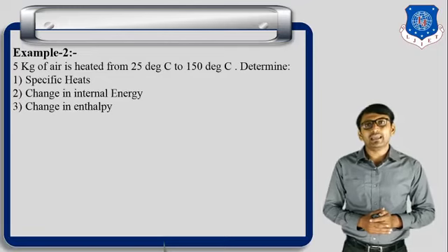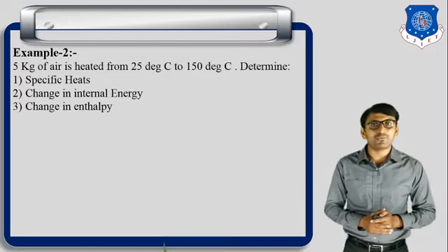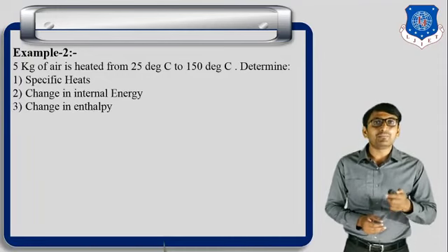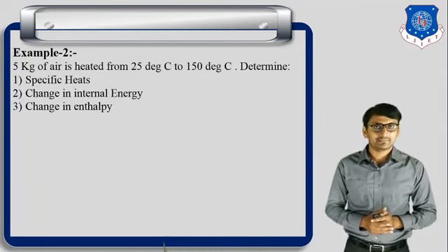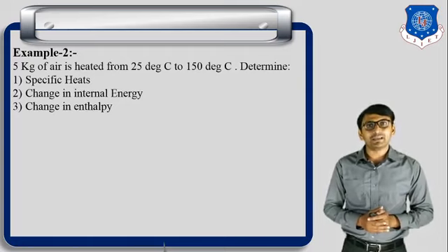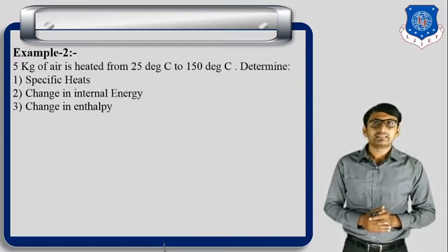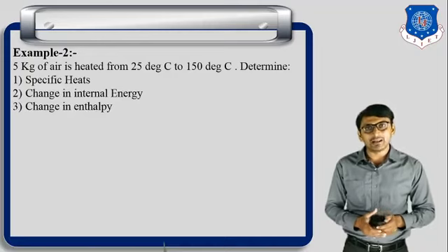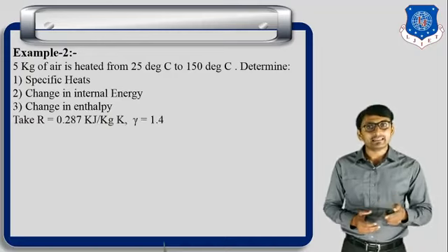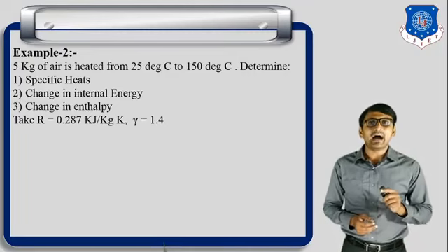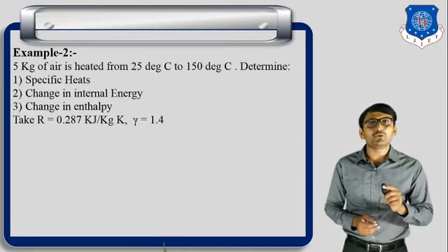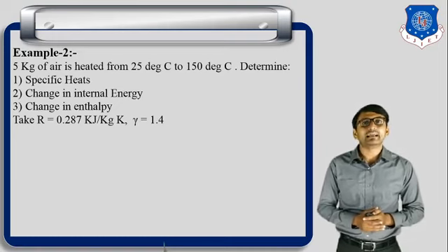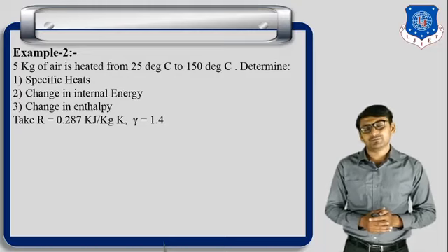Now second example: 5 kg of air is heated from 25 degrees Celsius to 150 degrees Celsius. Determine specific heat, change in internal energy, change in enthalpy, and in this example take R is equal to 0.287 kilojoule per kg Kelvin and gamma is equal to 1.4.